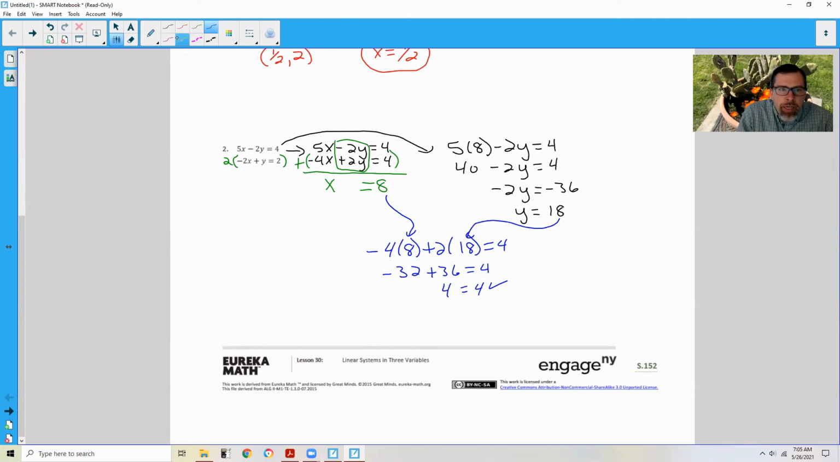So I like putting my answers in ordered pairs because it is a system of linear equations, and my answer is x equals 8 and y equals 18. I almost used my checked value. So x is 8, y is 18. So there's number 2.